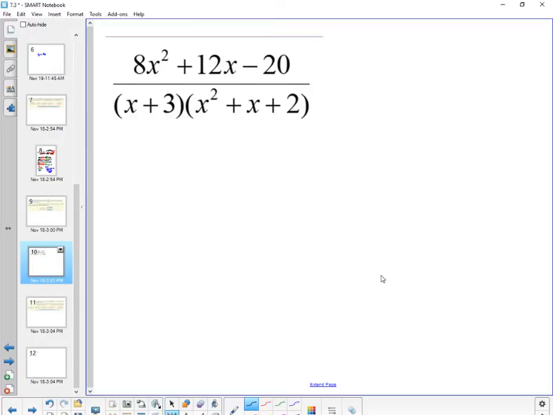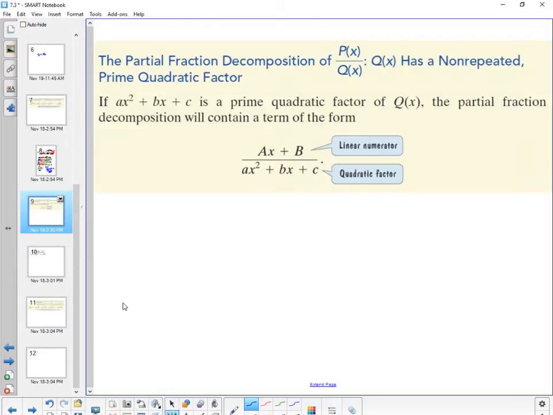Oh, I missed a slide, didn't I? Okay, this one. Take a look at this piece. Partial fraction decomposition. I didn't show you the other ones because they make a lot more sense than this one does. If you have a non-repeated prime quadratic factor, if ax squared plus bx plus c is prime, then the partial fraction decomposition will take on this form.